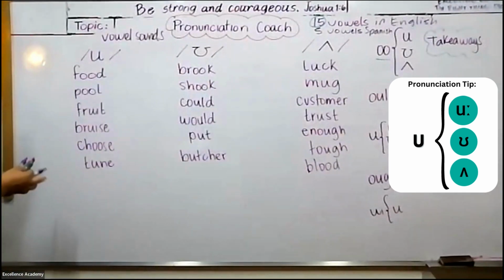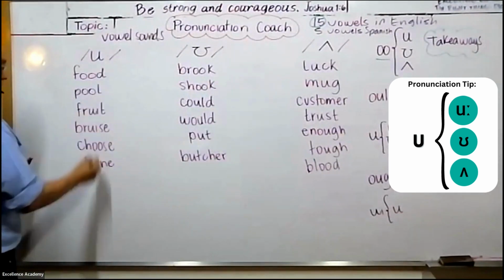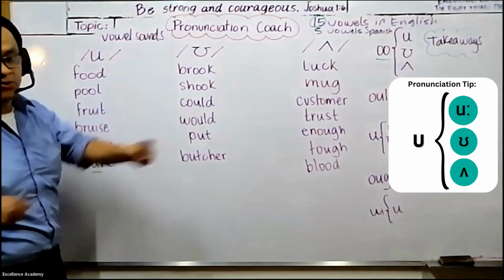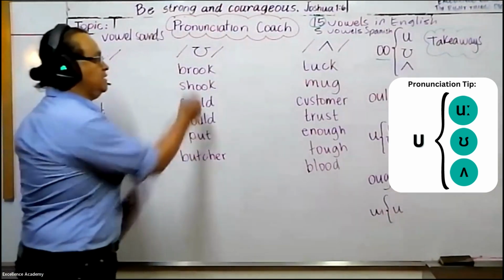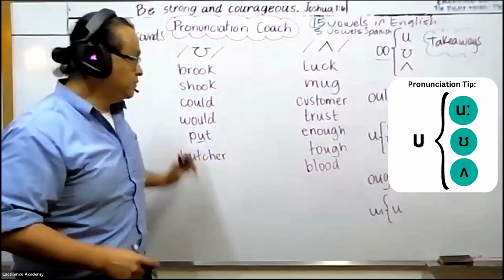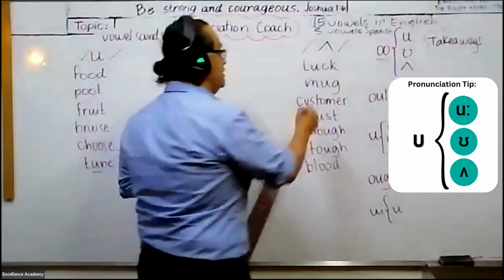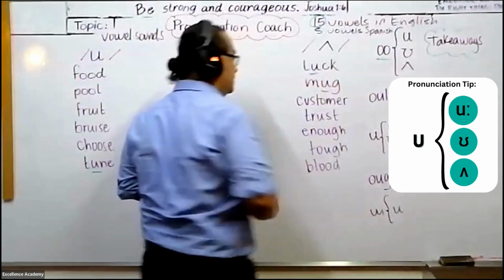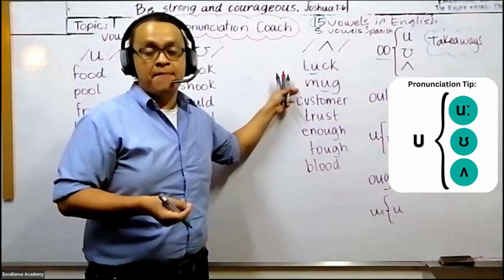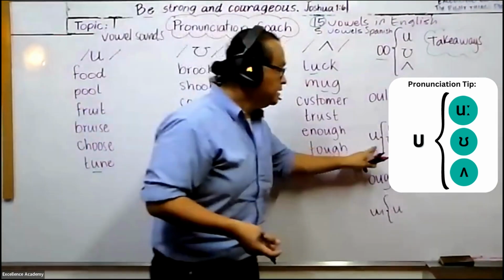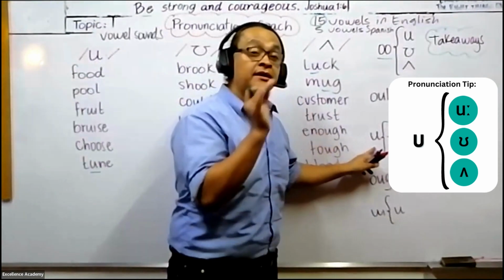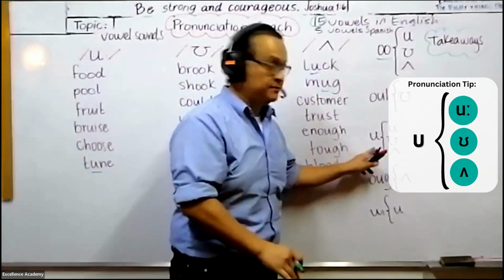So for instance, over here with the word, let's say tune, like when you tune your guitar, it's a long oo. Over here, it's different. The U is going to sound like put, like in the verb put. And over here, luck and mug, the letter U is going to sound like an uh: luck, mug. So as you can see, the letter U in English is not just going to have one sound. It could actually have 3 sounds.